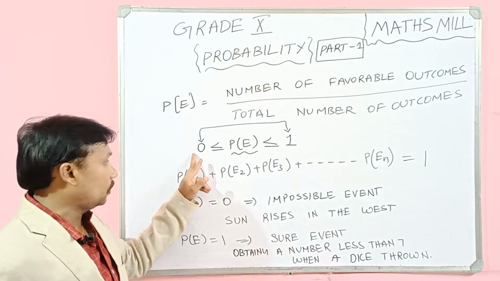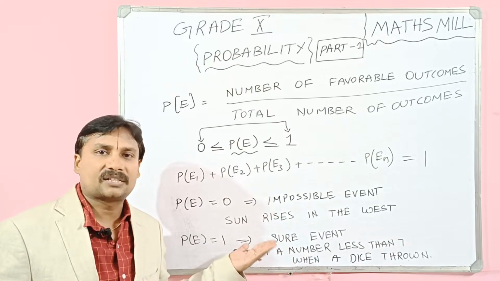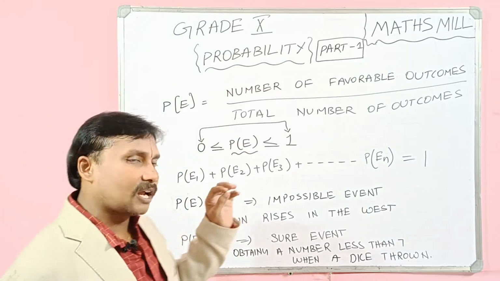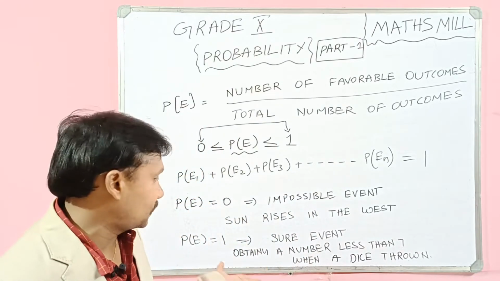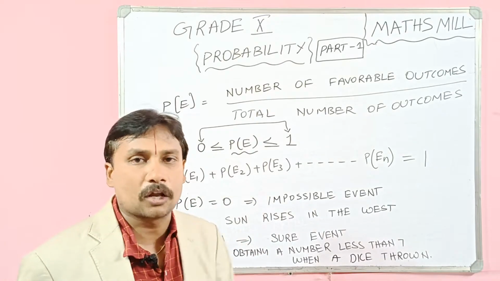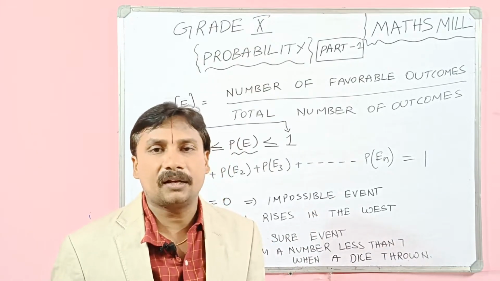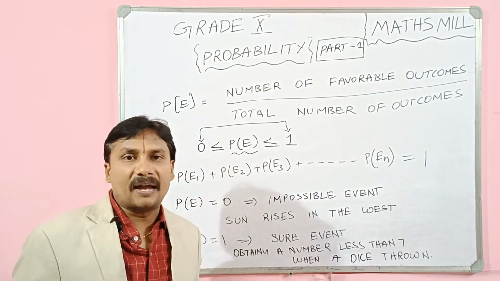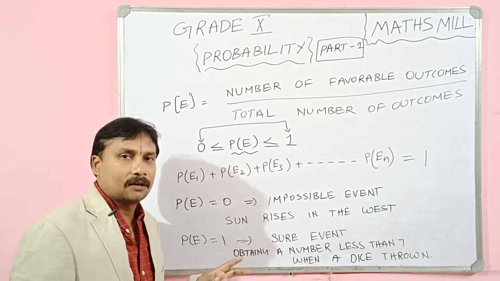If it is 0, that is called an impossible event. We already know the sun rises in the east, but the statement that the sun rises in the west is impossible. Coming to probability 1, that is called a sure event. A sure event is, for example, obtaining a number less than 7 when you throw a dice. All the 6 numbers are less than 7, so any number will be a sure event. Hope you understood.